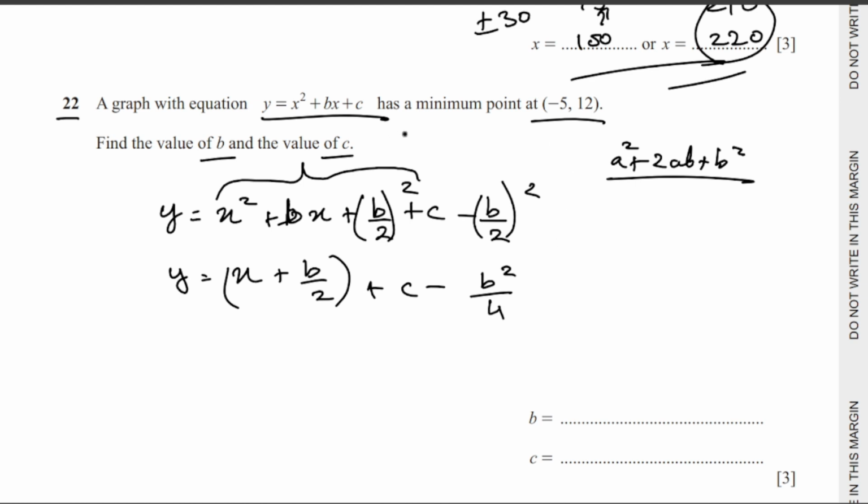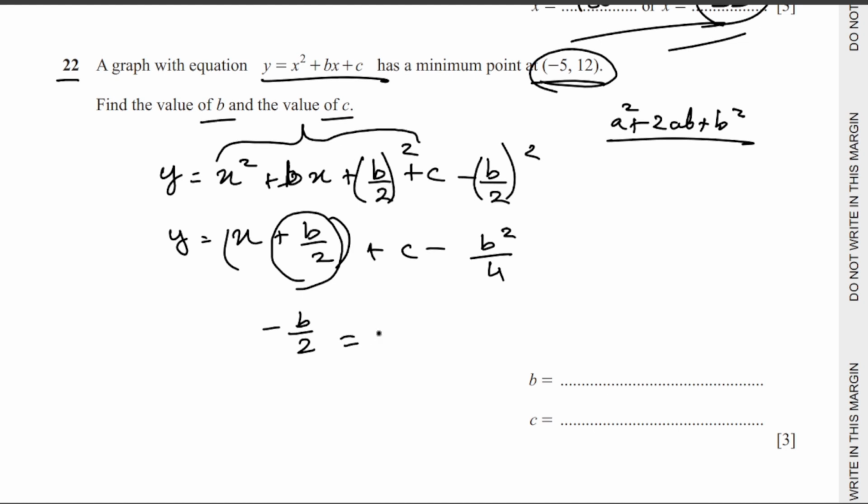Now it's telling us that this has a minimum point of negative 5 and 12. What that means is that negative b over 2, for completing the square, you always take the number inside the bracket and switch the sign. So negative b over 2 would equal negative 5, and this number outside would equal 12. So c minus b squared over 4 would equal 12.